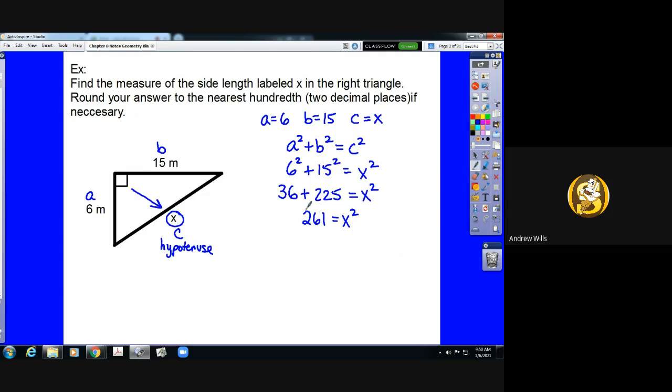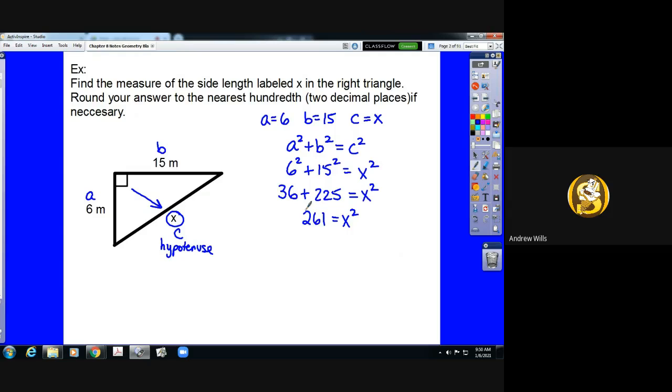And here's the one point where I worry about us not really being 100% sure about how to solve. How do we solve that equation for X? We have X squared equals 261. So how do we get X? You can unmute and answer me. You can type in the chat. How do we solve for X? X squared equals 261. What do we do? How do we get X by itself?